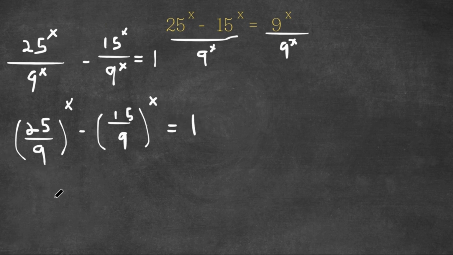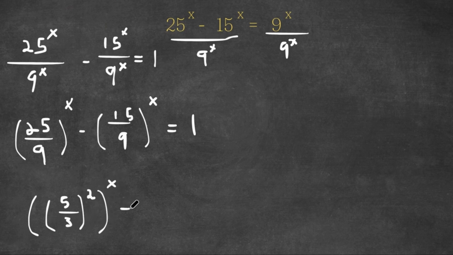Now 25 over 9, well 25 is the same thing as 5 squared, and 9 is the same thing as 3 squared. So we could rewrite 25 over 9 as 5 over 3 squared, and this is to the power of x, minus 15 over 9, which can simply be simplified to 5 over 3, so 5 over 3 to the power of x.